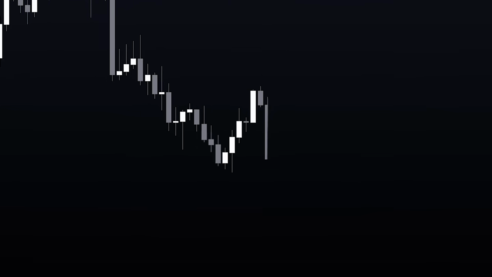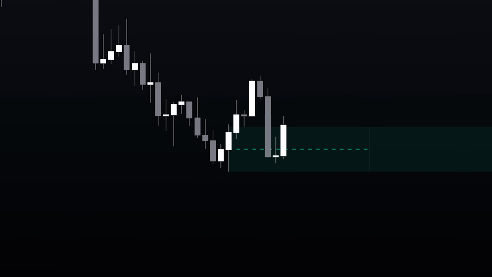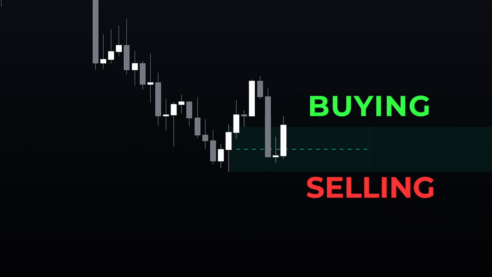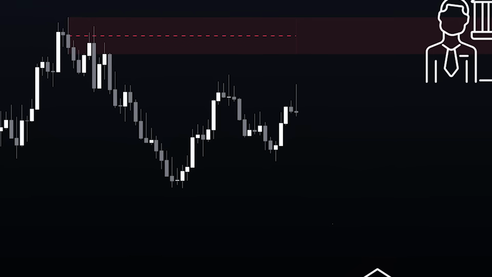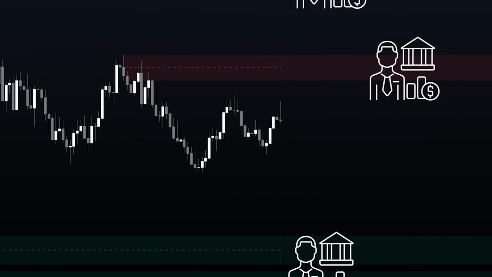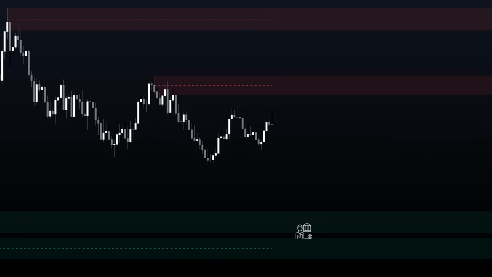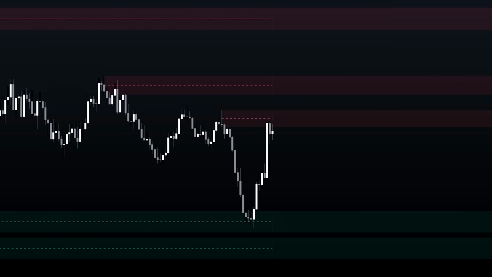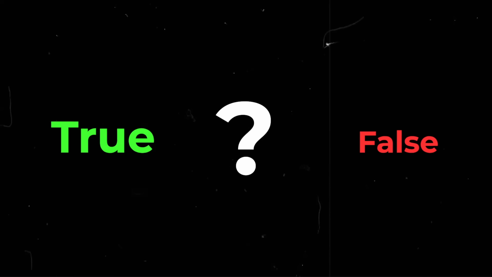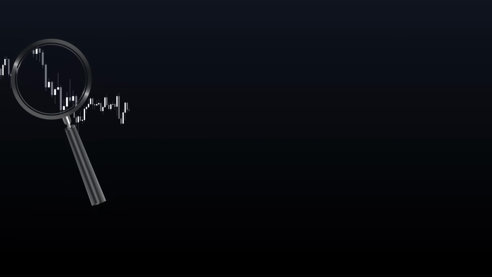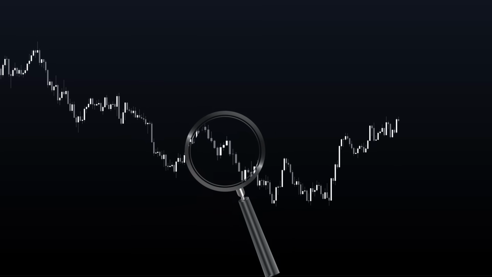Order blocks refer to areas in the market where significant buying and selling activity accumulates before a large move. These areas are theorized to be used for liquidity by large institutions, so when the price returns to these levels, typically, there will be a strong reaction. Now, whether the theory is true or not, we needed to figure out exactly how to identify these areas.